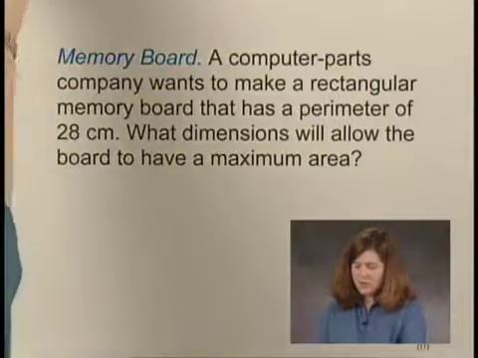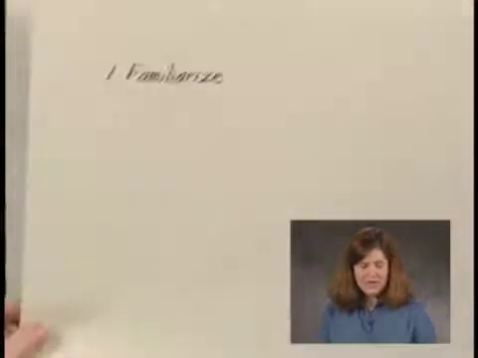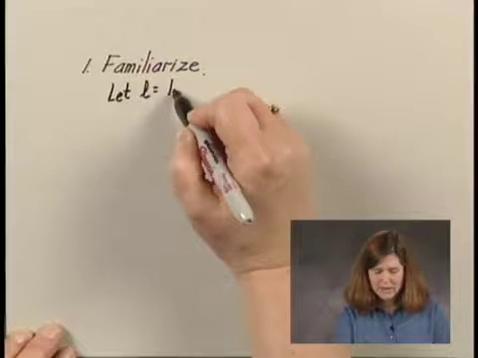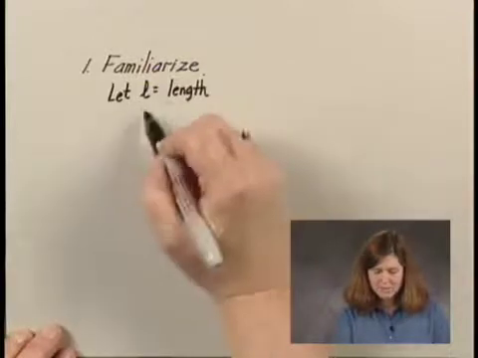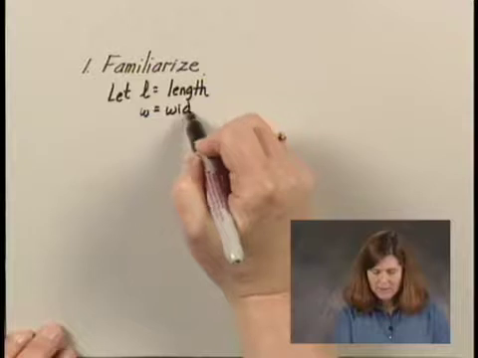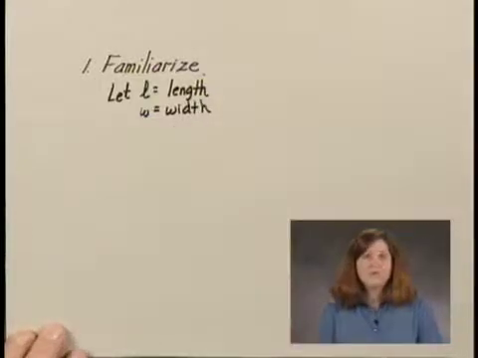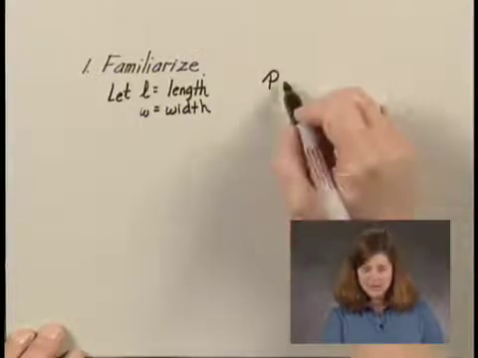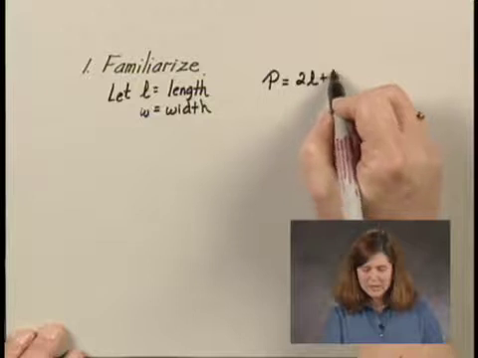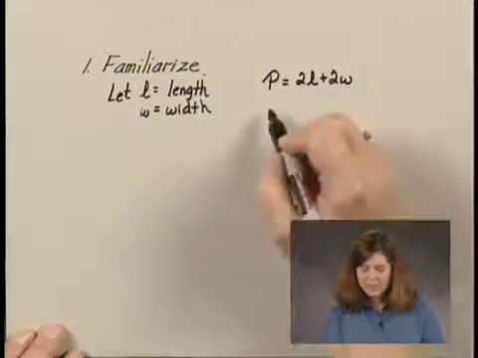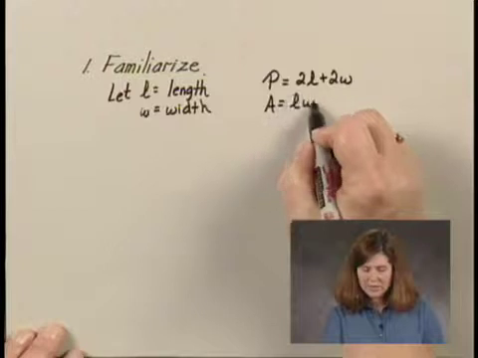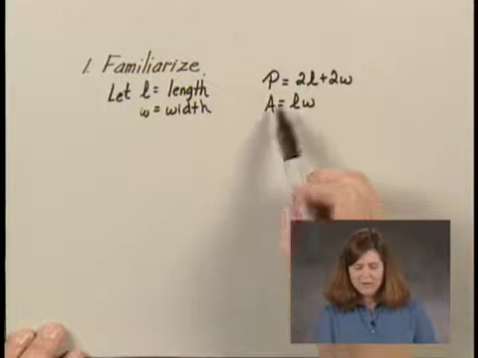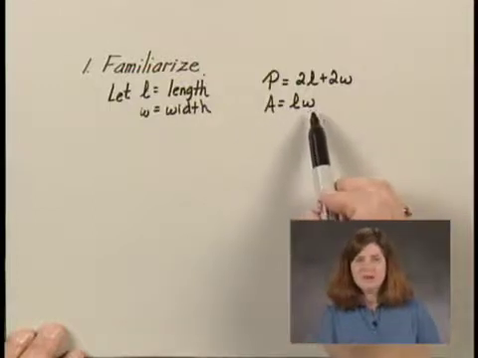We'll familiarize ourselves with the problem by letting L represent the length of the board and W represent the width of the board. Both of these will be in centimeters. We're dealing with perimeter and area, so let's recall the formula for the perimeter of a rectangle. That's 2 times the length plus 2 times the width. And the formula for area is length times width. In the translate step, we want to write the area using only one variable, not length times width.